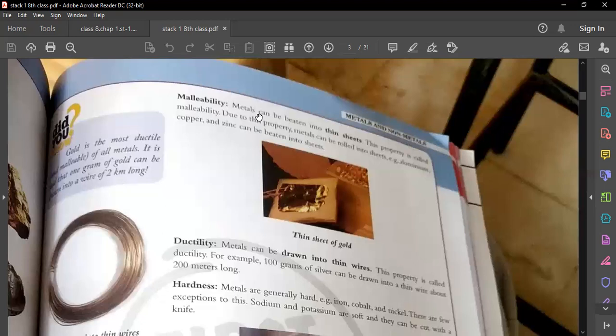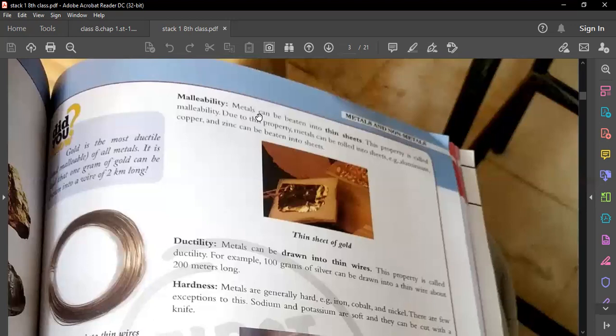You can see one fact here on the left side of the page. Gold is the most ductile as well as the most malleable among all the metals. If you take 1 gram of gold, how long a wire can you make? 2 kilometers. Almost a 2 kilometer wire using only 1 gram of gold. That much thin wire we can make with the help of gold.